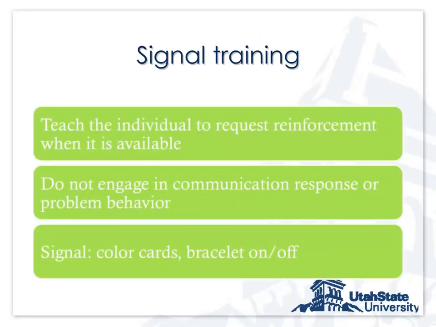Training is a way to thin the reinforcement schedule by teaching the individual to request reinforcement only when it is available. When reinforcement is not available, the individual learns not to engage in the communication response or the problem behavior. Signals, such as color cards or bracelets, are used to let the individual know whether a request will be met with reinforcement. In the next video, you will see an example of signal training using color cards. In this instance, requests are only reinforced when the card is green. Requests made when the card is red are not reinforced.